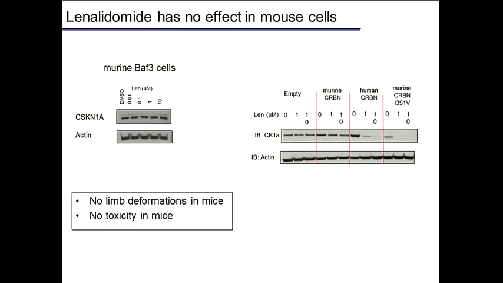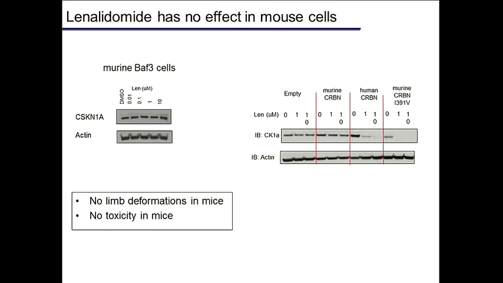Now we know the target of lenalidomide. We know it binds to this protein called cereblon. So if you take these regular murine BAF3 cells and treat with lenalidomide, casein kinase levels aren't affected. If you overexpress the murine form of cereblon, still nothing happens. But if you take the human cDNA for cereblon and express it in mouse cells, now the mouse cells respond. So casein kinase is degraded in response to lenalidomide.